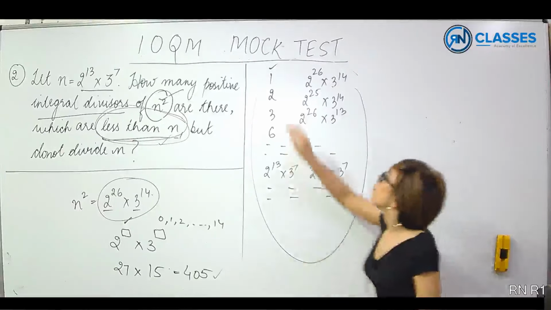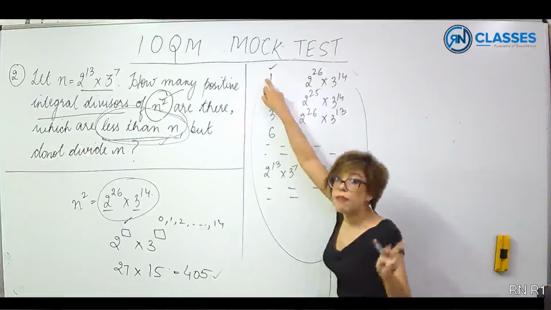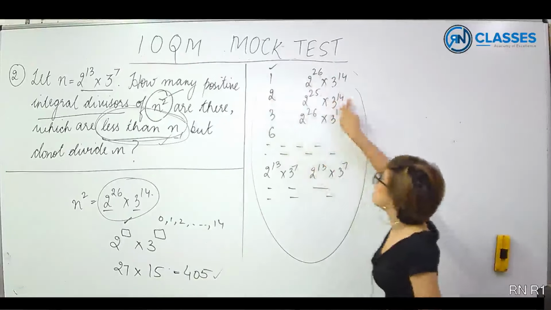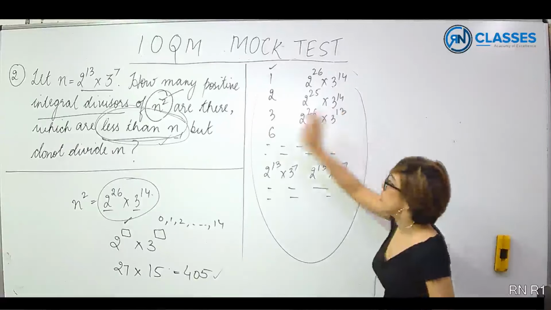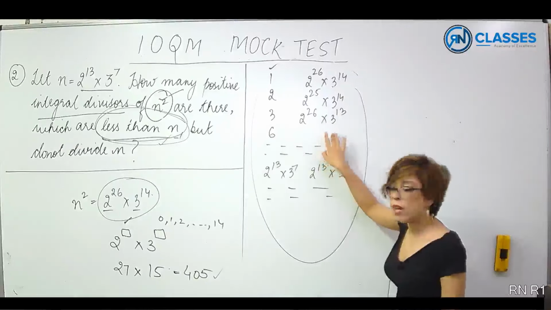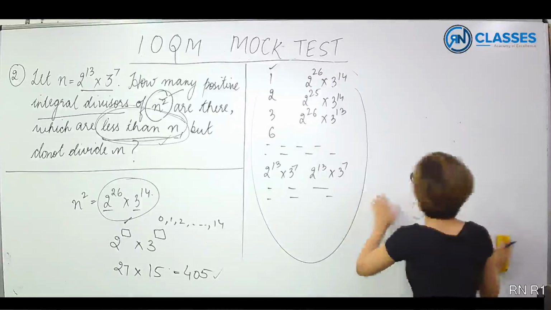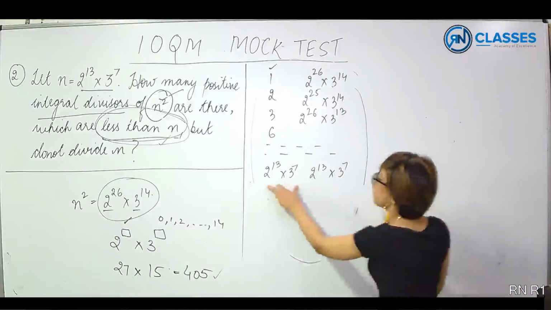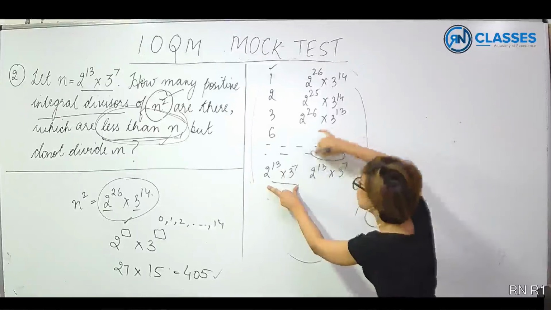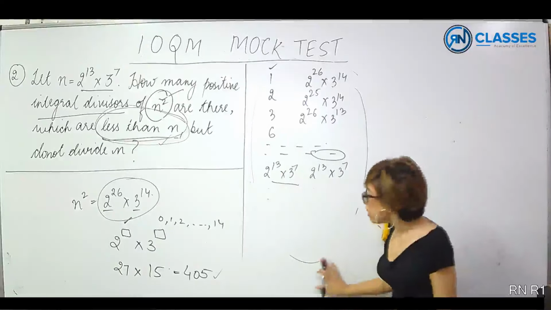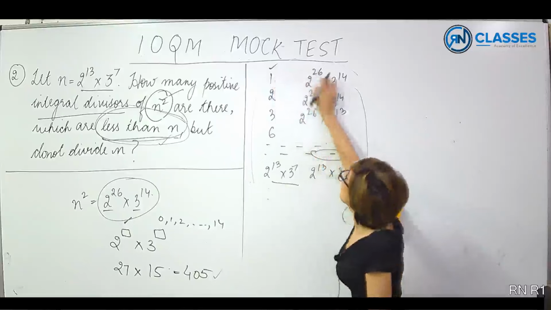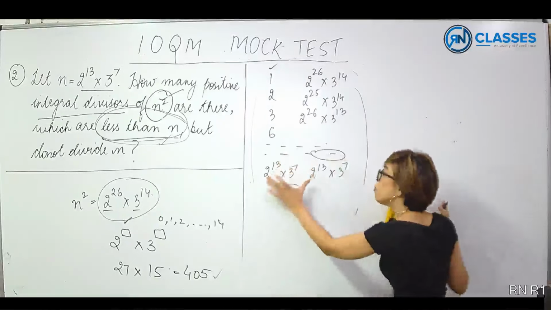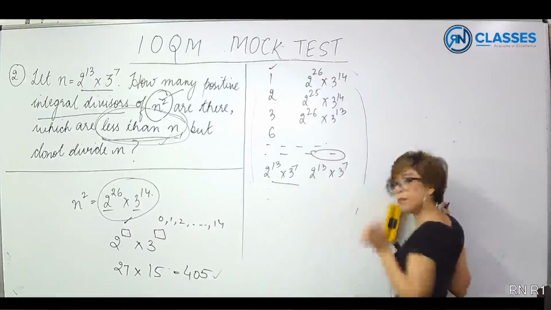Mind it, for every factor which is less than n, I can find a factor greater than n. Less than n, greater than n. In fact, after this, I will not even write the factors, because if I write the factor, that factor will be included over here. So, less than n, greater than n, and so on till I come to this point. This is n, this is n.